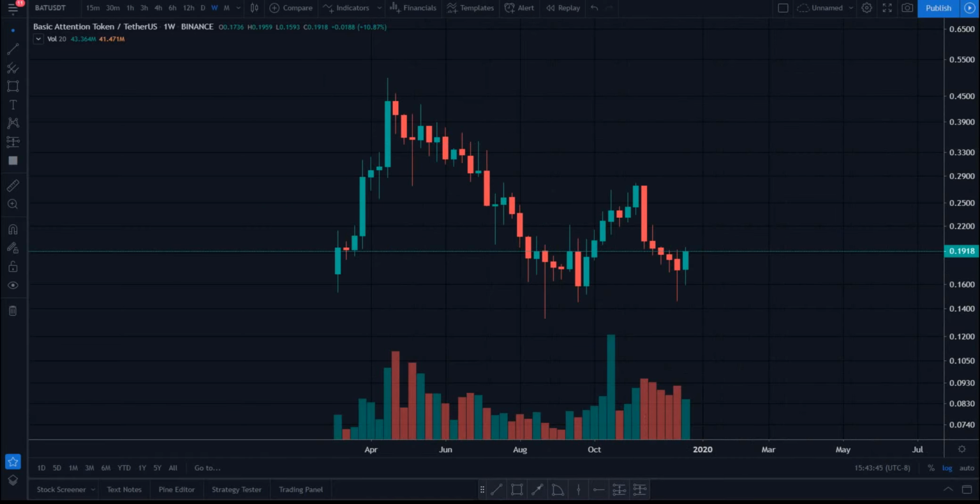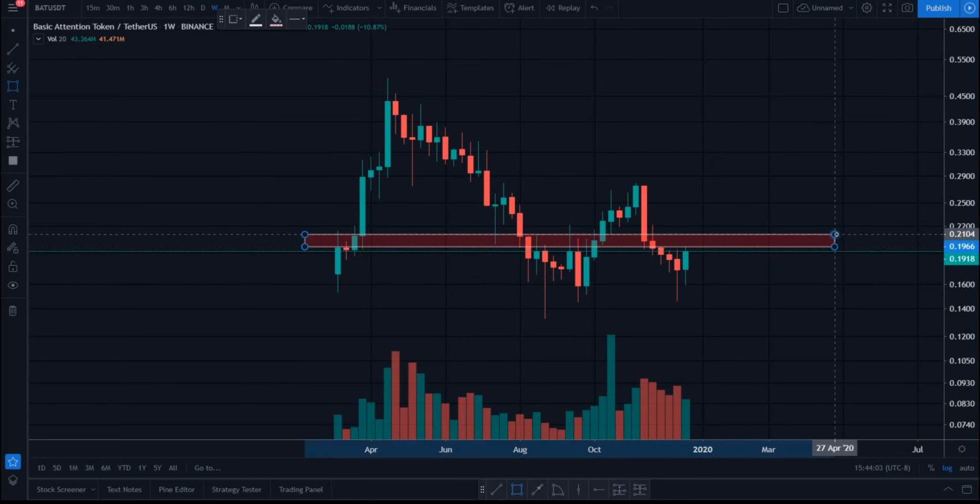First things first, the first zone I'm able to see is right here. Let's just draw it in. We first see it as a resistance. It was a support for this long wick to the downside, and then we saw it used as a resistance. It broke, and now we could be seeing it used as a resistance again. And this is the zone right around here.